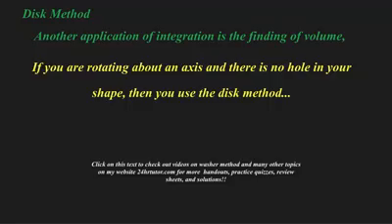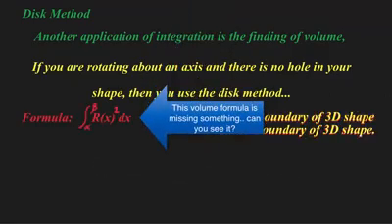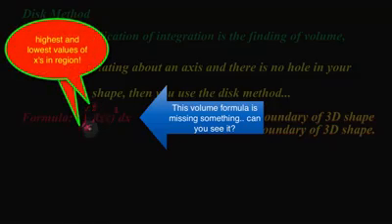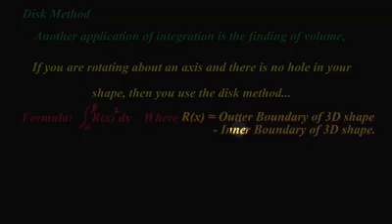So whether we're rotating about the X or the Y axis, we're going to be applying some version of this formula where you integrate from the intersection points that form your region. In this case, the bounds have to be x equals values. And this R(x) squared. Well, what is R(x)? Well, R(x) is the outer boundary of the 3D shape minus the inner boundary.